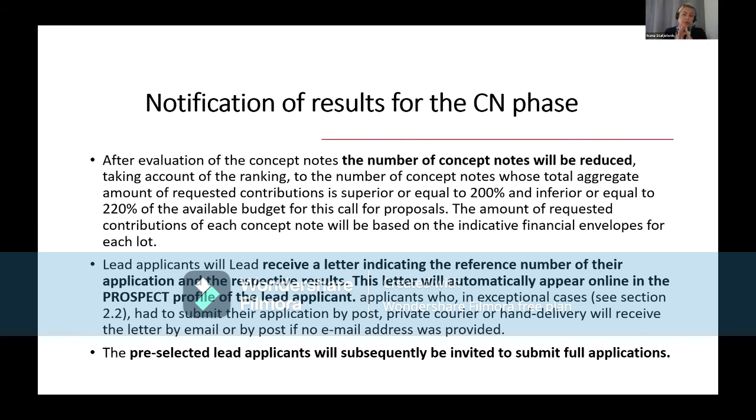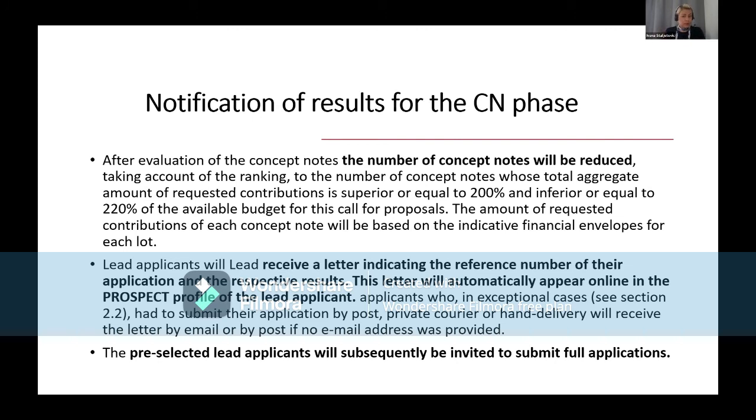They calculate the requested contributions to be superior or equal to 200% and inferior or equal to 220% of the available budget for each lot. So for example, for this lot 3, the available budget allocation is 1 million, and they will invite all the applications in line with the rank list up to 2 million euros, for example.